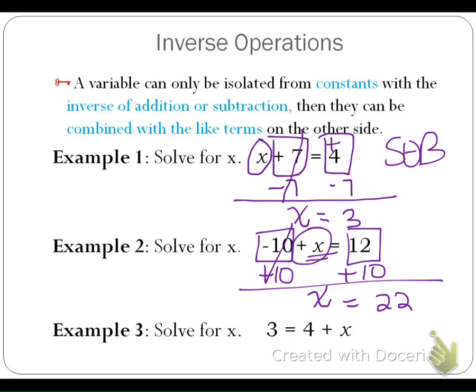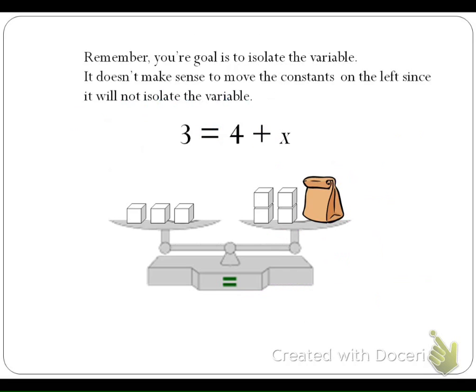Look at your third example. 3 is equal to 4 plus x. Now some of you might be looking in there like, wait a minute, this looks different. It really isn't, but let's take a look at the picture of what this is representing. Remember that your goal is to isolate the variable. It doesn't make sense for us to move the constants on the left, that 3, to the right-hand side because it will not isolate the variable.